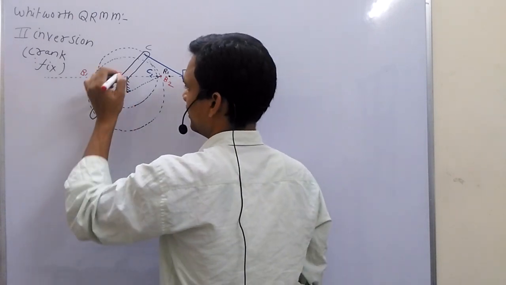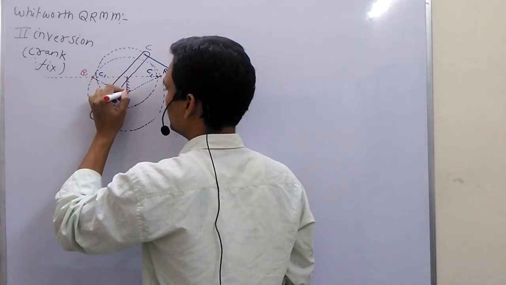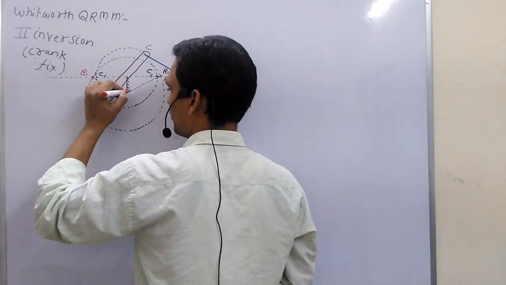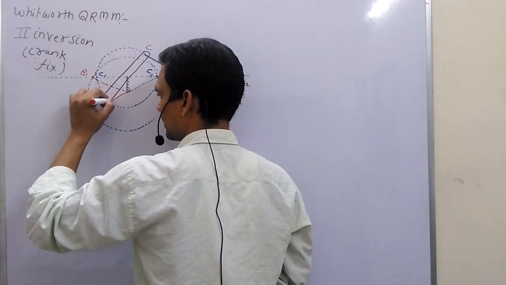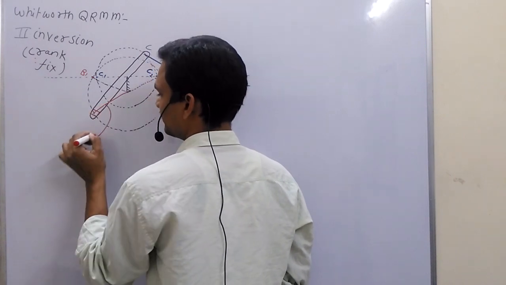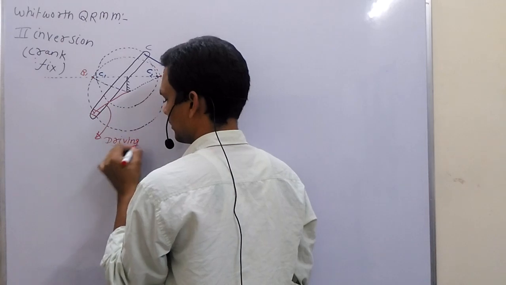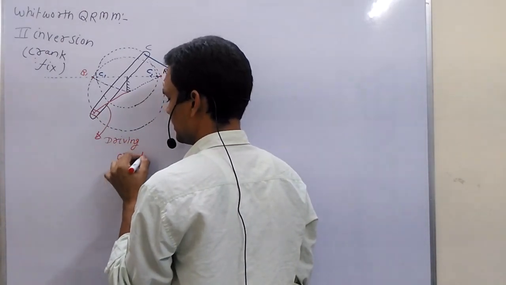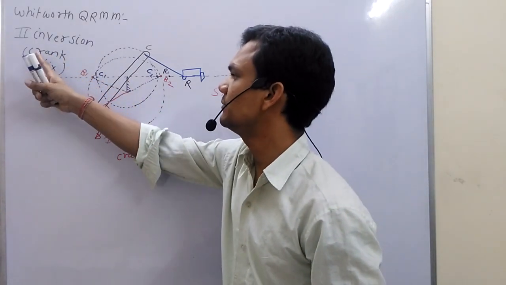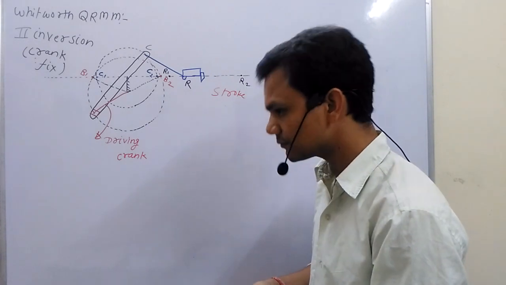Now I will draw, because in this case our crank is fixed, I will also draw a crank, but this will be the driving crank. Now our original crank is fixed. Now in this case, because we fixed the crank, this is the driving crank.